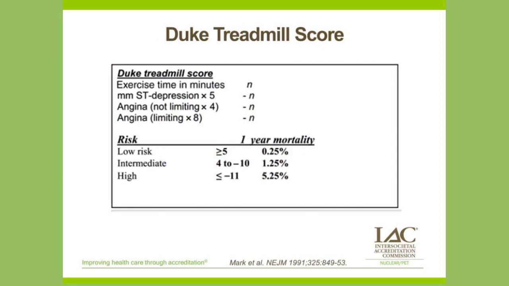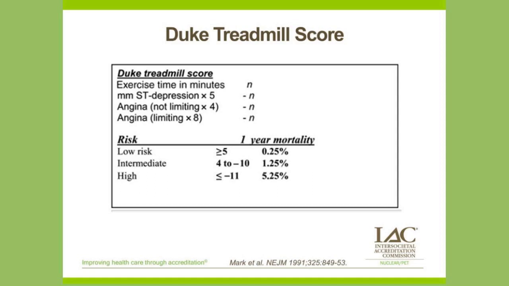Another score that has been developed to look at this is the Duke Treadmill Score, put forward by Dan Mark in the New England Journal in 1991. You can see here that you take the exercise time in minutes, the millimeters of ST depression, and the anginal index, whether they had angina and whether it limited their stress testing, and you come up with a score. The score can put folks into low, intermediate, or high risk. It basically incorporates ECG changes, exercise capacity, and angina on the treadmill.